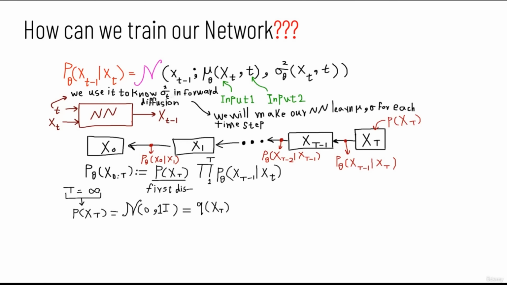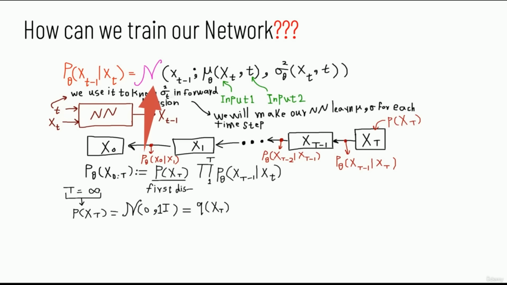Hi, in this lecture we will answer this question. How can we train our neural network? Previously we said that we will train our neural network to predict the target distribution, which is the distribution that will move us from xt to xt minus 1. As you can see here, this is the distribution that our neural network will predict, which is p sub theta of xt minus 1 given xt.